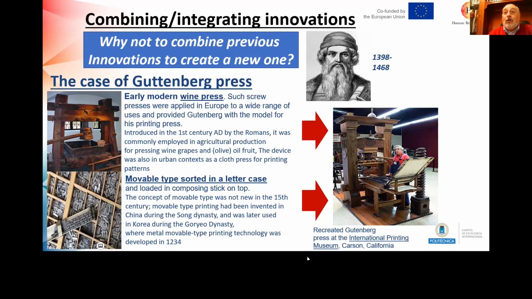Here you could see one recreation of the Gutenberg press in California. You could see that in the end it is more sophisticated, but the idea is combining the wine press with the movable type. I'm describing this process because in many cases, the attractiveness in the market is not based on only one part of the offer, and we need to include several things.